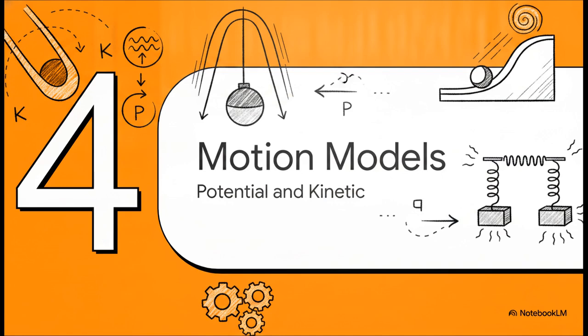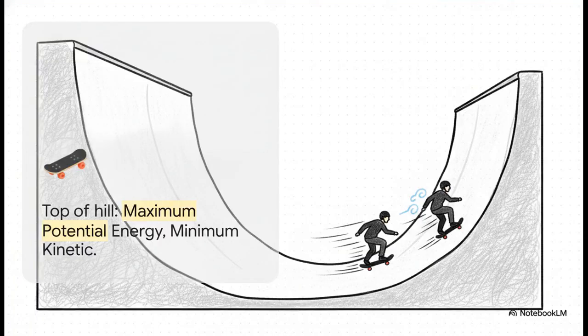This is potential and kinetic energy in action. Imagine a skateboarder right at the top of a halfpipe, or a large hill, right at the very edge, right before they drop in. They pause for a split second. At this exact moment, they have maximum potential energy because of their height relative to the ground, but they have minimum kinetic energy because, well, they aren't moving yet.